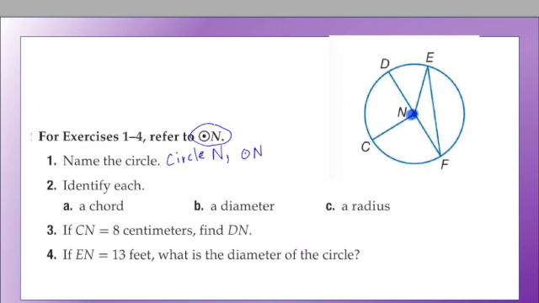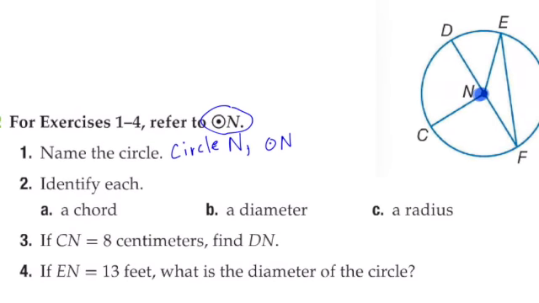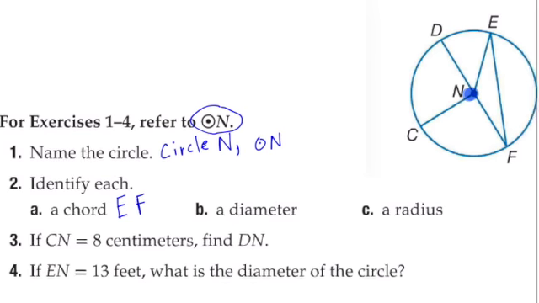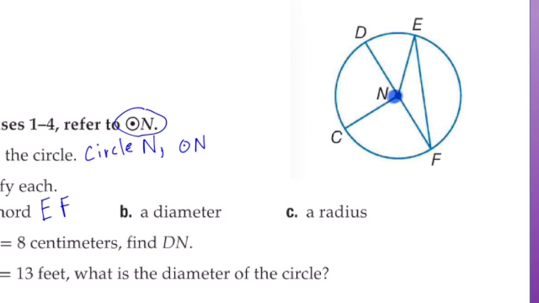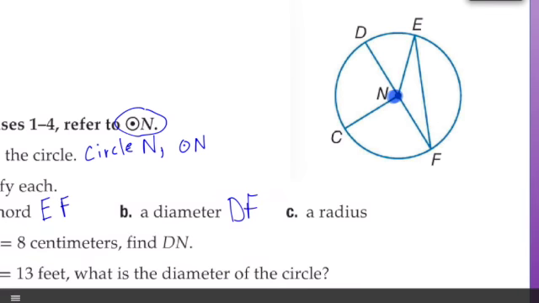All right, next part, it says identify each. Identify a chord, identify a diameter, and identify a radius. So which of these is going to be a chord? It's going to be EF. Which of these is going to be a diameter? It's going to be DF. Then which of these is going to be a radius?